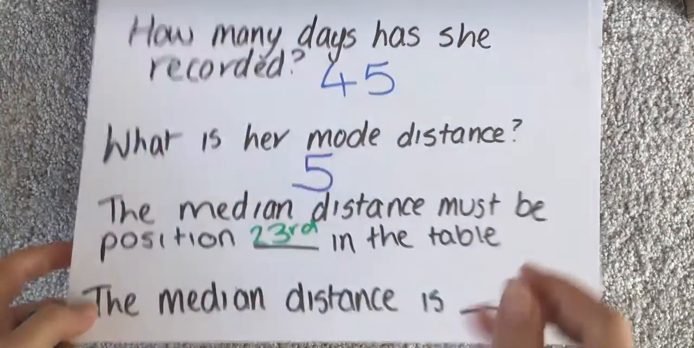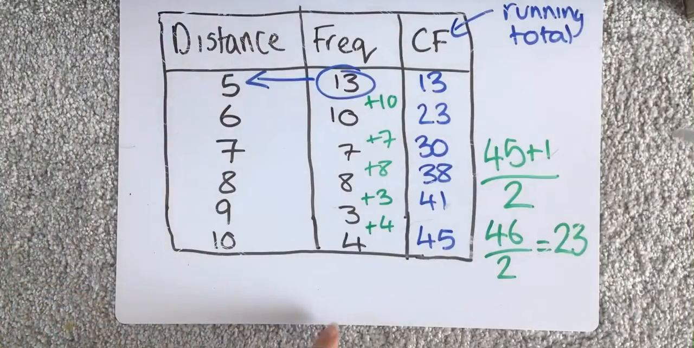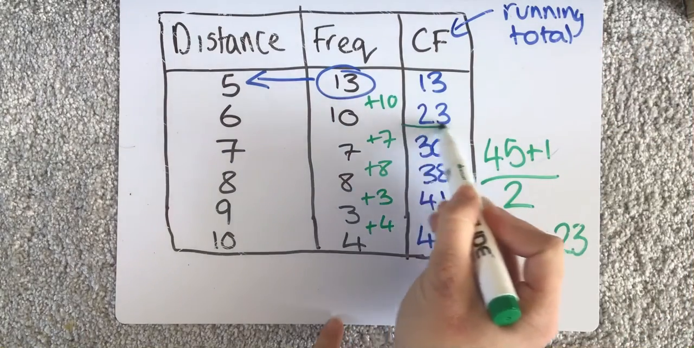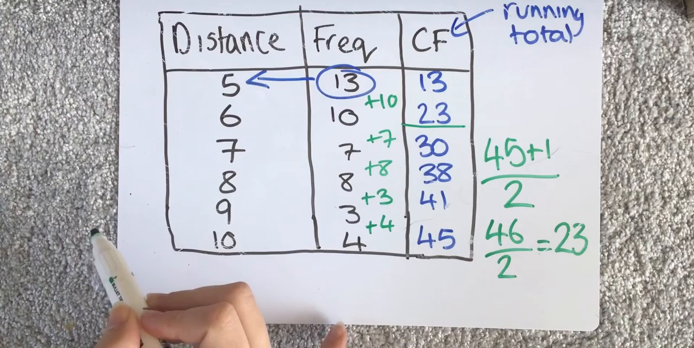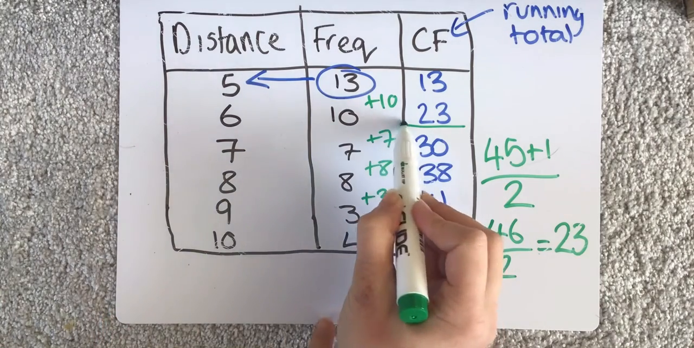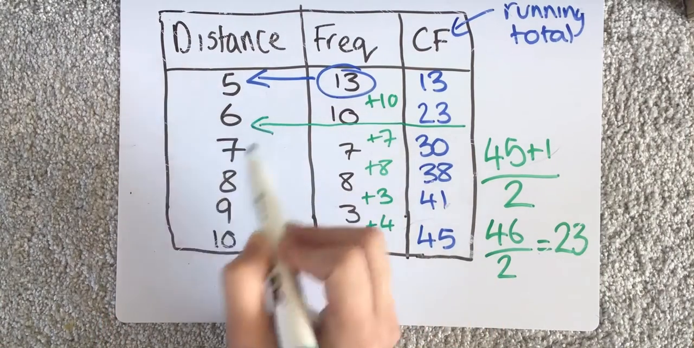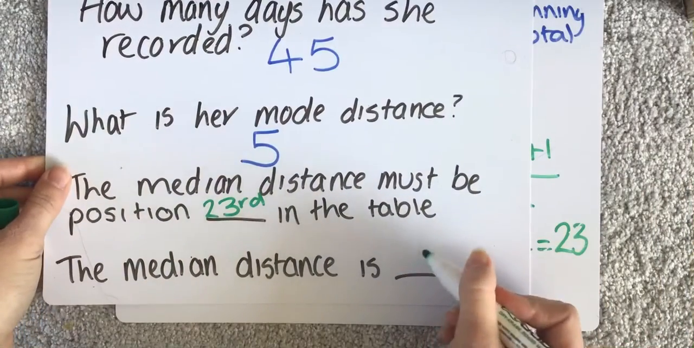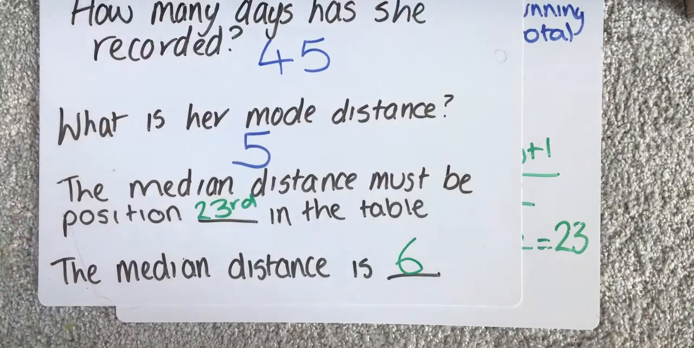For my median. So then, to find the median, I literally go through the values, spot where 23 is going to be, and then read it all the way back to get to this distance. So in this case, my median distance is going to be 6.